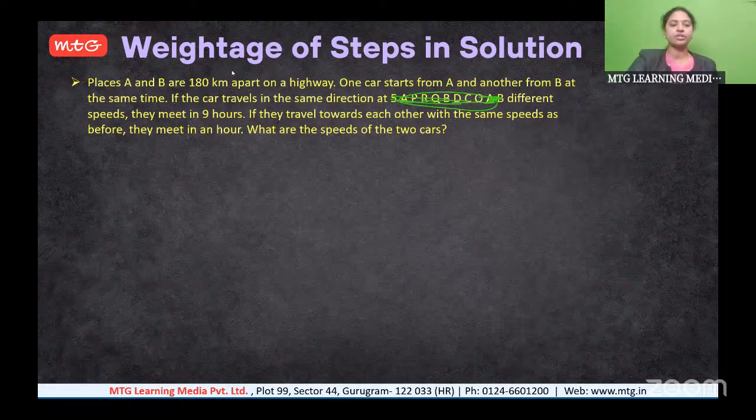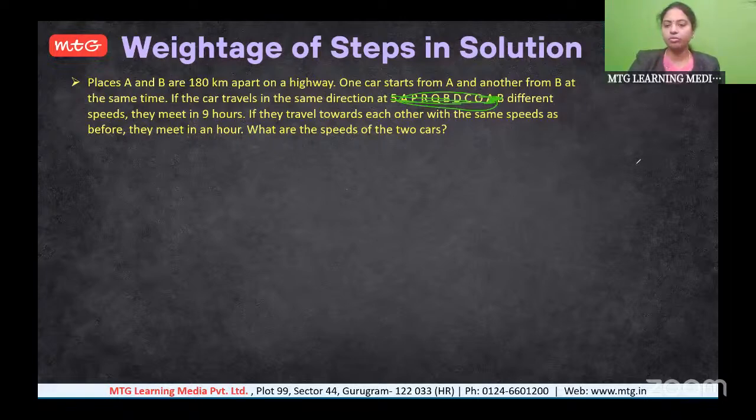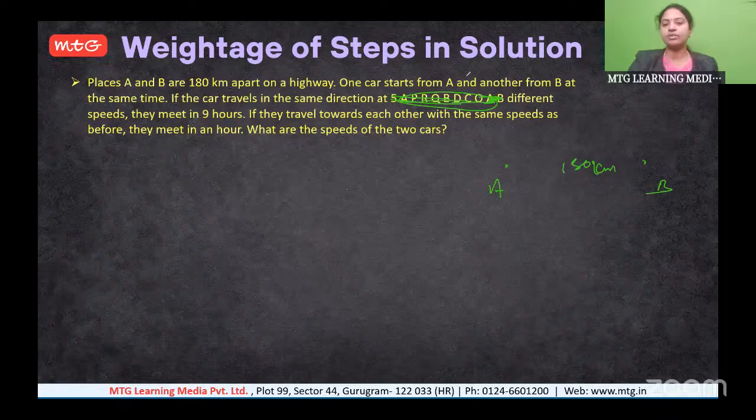Now, what is this question about? This question is about two places which are at a distance of 180 kilometers from each other, that is, place A and place B. Now, one car starts from A and the other starts from B. They both start at the same time. If these both cars are traveling in the same direction, they will meet after 9 hours.